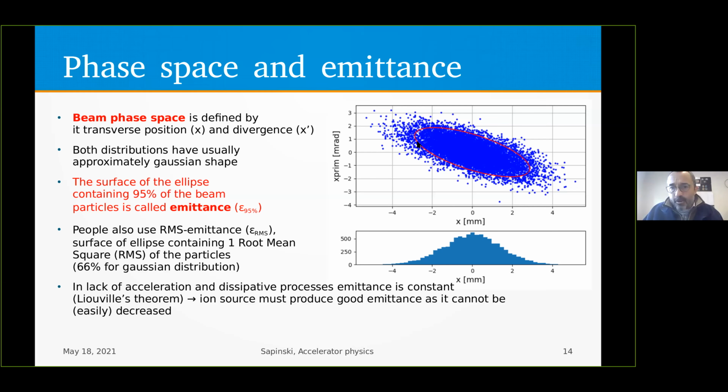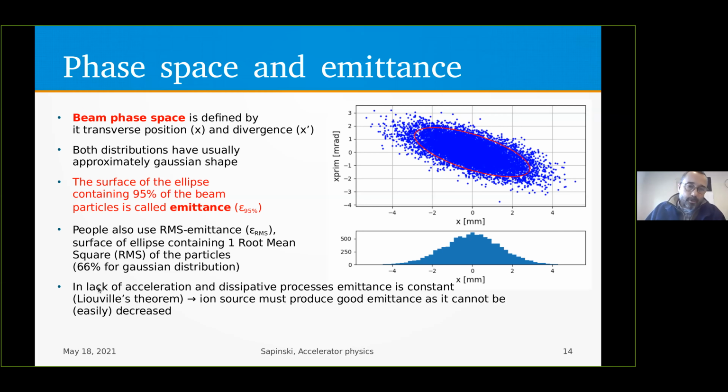So it's obviously related to the beam size. If you project the beam emittance on the axis where there is a position of particles, you will basically get a beam size. This is of course true if the beam has so-called Gaussian shape, so it has a Gaussian distribution in position and in angle, and most of the time that is actually the case. It is important to say that a lot of times people use, or we will also be using, so-called RMS emittance, which contains only 66% of the distribution, and it is one root mean square, or one standard deviation, of the Gaussian distribution.